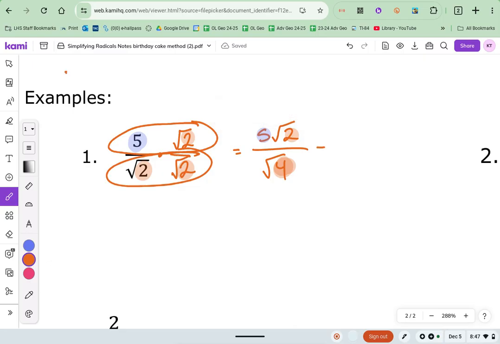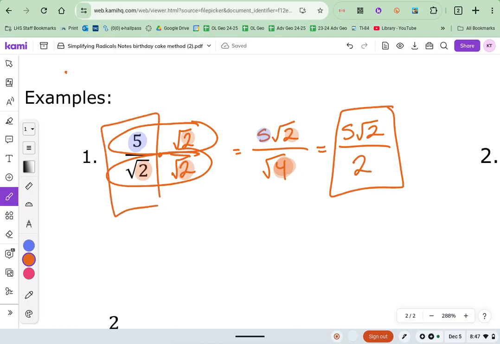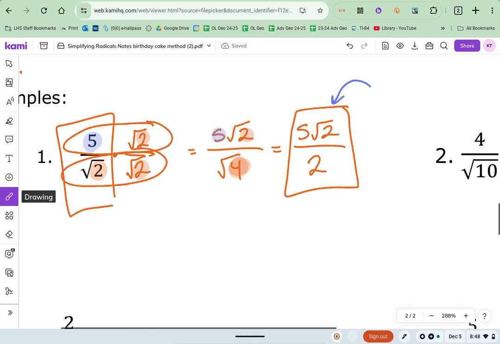All right, so next step. What is the square root of 4? 2. So this simplifies to 5 square root of 2, and then on the bottom, instead of square root of 4, we have 2. So this is our new answer. If you typed it into your calculator, it would have the same value as what we started with. This one's just written in a different form, where our square root is now in the top or numerator of our fraction. All right, let's look at another one.